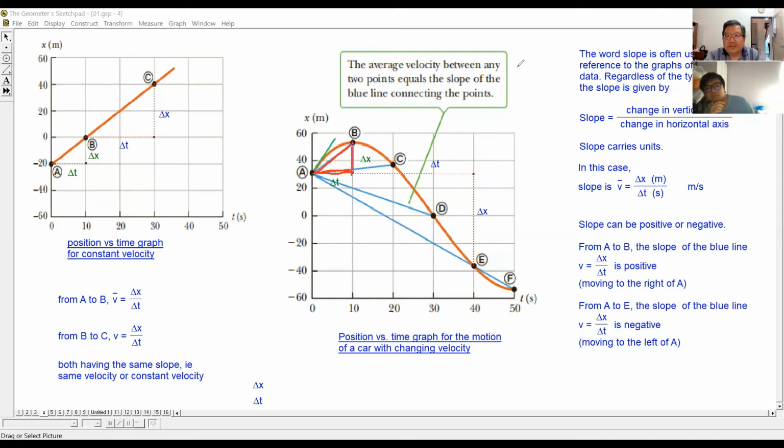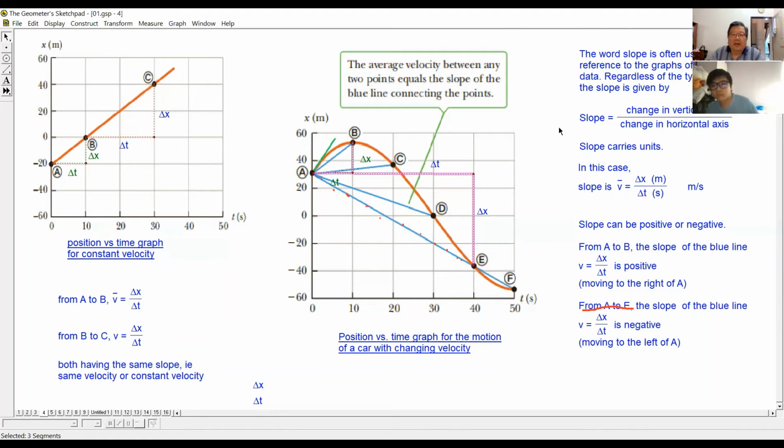Now, I clear this first. Now, if you look at from A to E, from A to E is this line here. Now, from A to E, what is the delta x? This is my delta x. What is my delta t? This is my delta t.